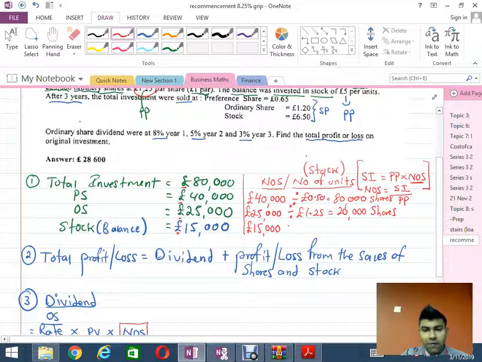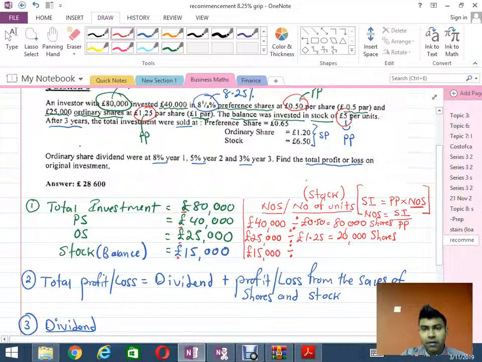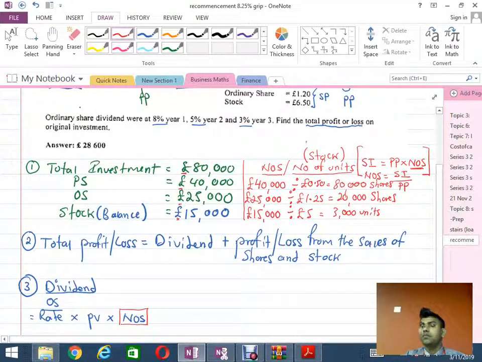Okay. Same thing goes to stock. 15,000 divided by what is the purchase price for stock? There, 5. So you divide by 5. So you get 3,000. 3,000 units. Remember, units.